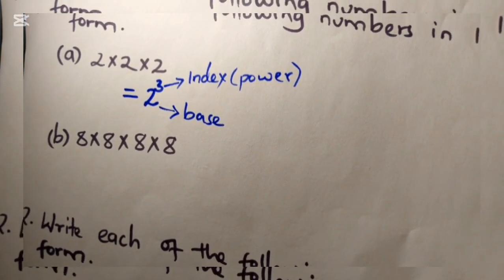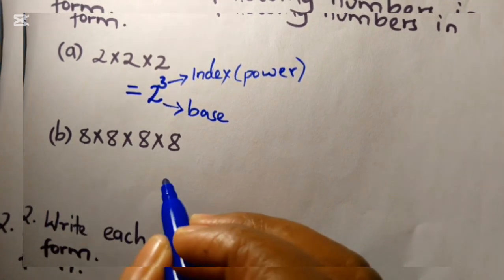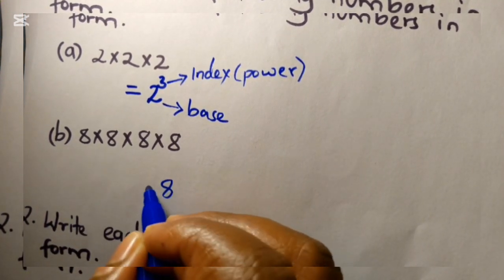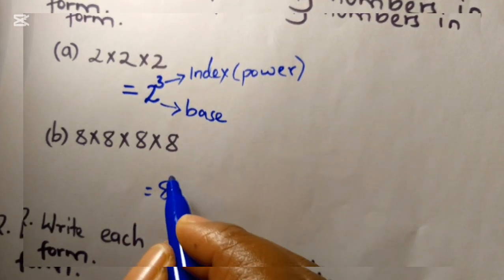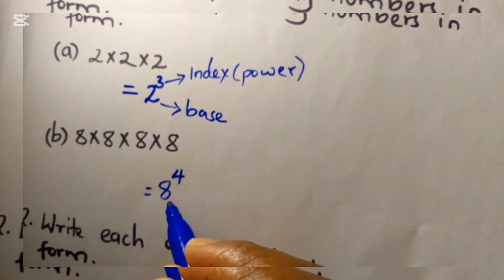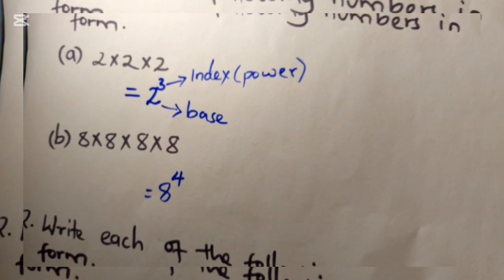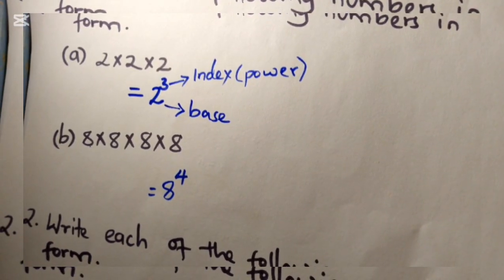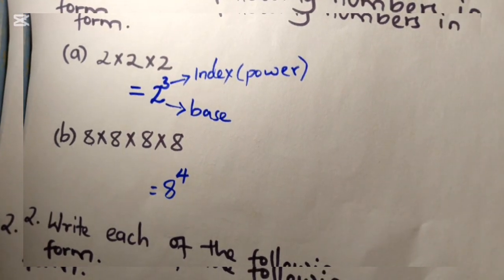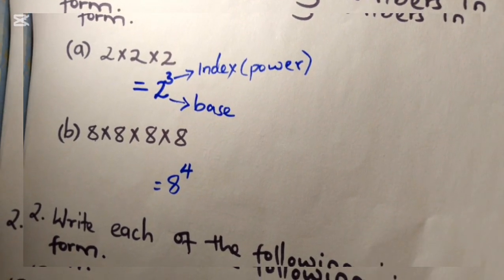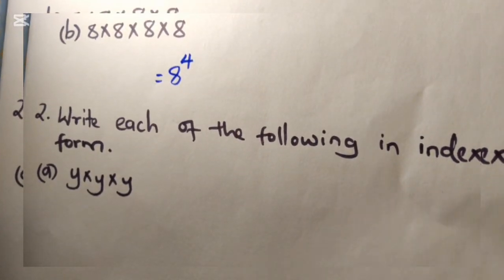Then we have another expression here. The number that has repeated itself is 8. How many times? 1, 2, 3, 4. So 8 power 4. 8 power 4 is different from 8 times 4. Very, very different. Let's move to the next question.